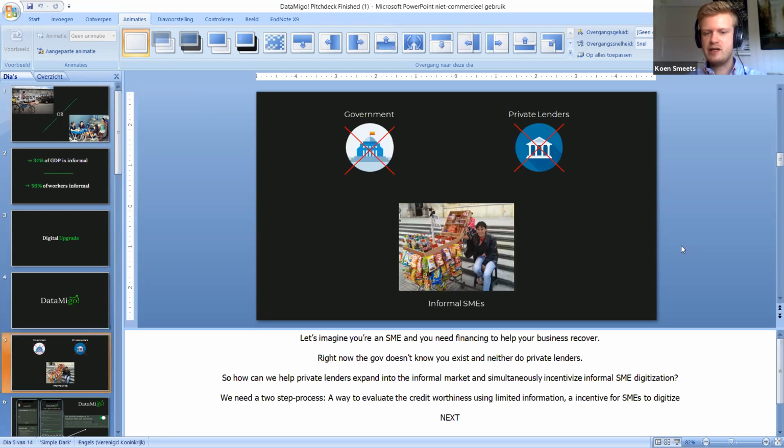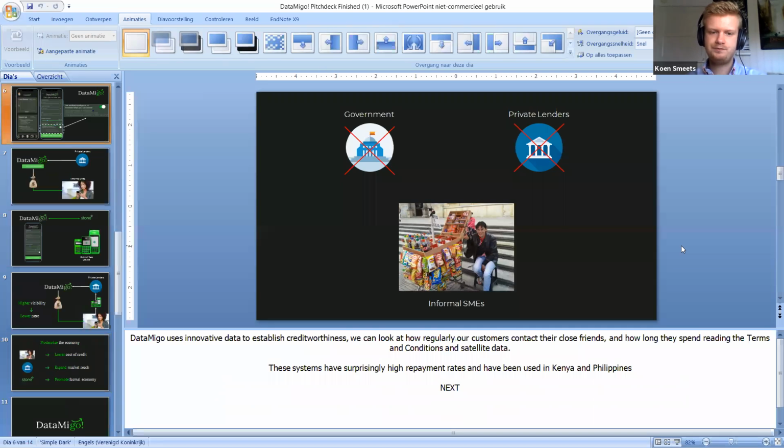Let's invest in your SME, and you need financing to help your businesses recover. Right now, the government doesn't know you exist, and neither do private lenders. So how can we help private lenders expand into the informal market and simultaneously incentivize informal SME digitalization? We need a two-step process. A way to evaluate creditworthiness using limited information, and an incentive for SMEs to digitalize.